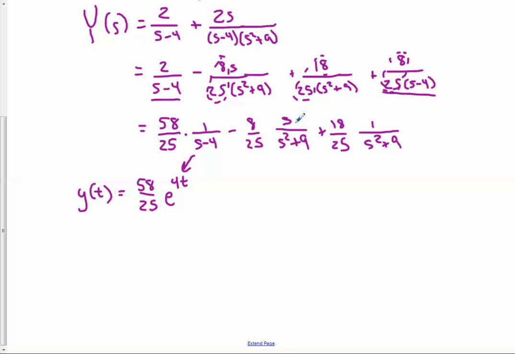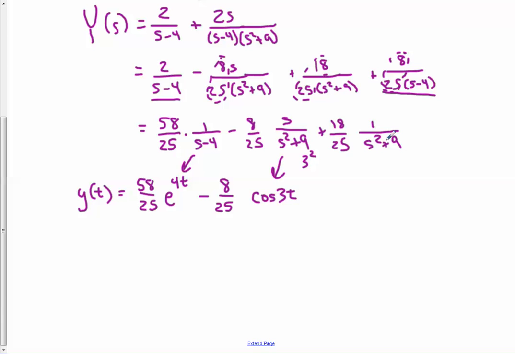Now this one, well, s over s squared plus 9, right? This 9 is really 3 squared. I mean, that's where it came from originally. An omega of 3. This is cosine. So minus 8/25ths, that would be the Laplace transform of cosine of 3t. So we go back to cosine of 3t with that 8/25ths out front. We needed that s on top. When you have an s on top with this kind of quadratic on the bottom, that's going to be a cosine.